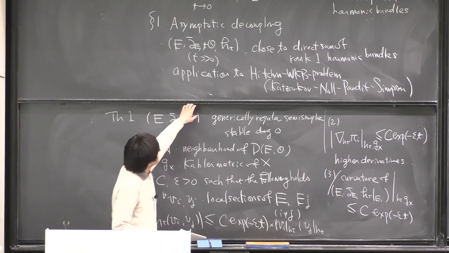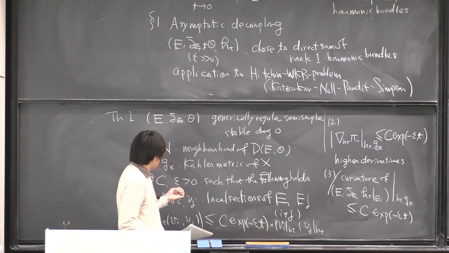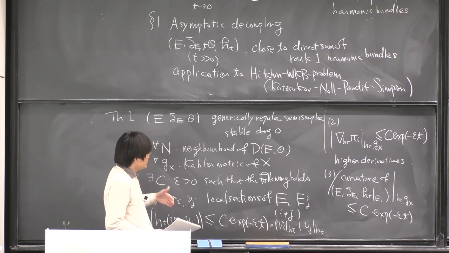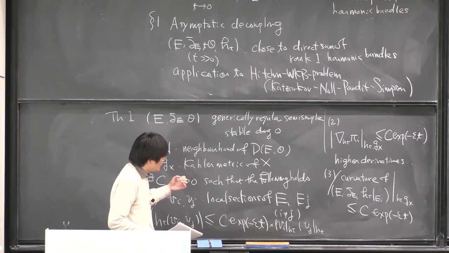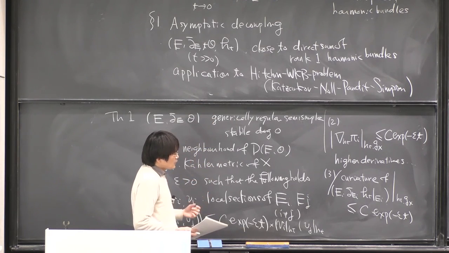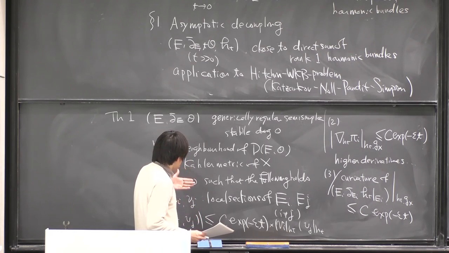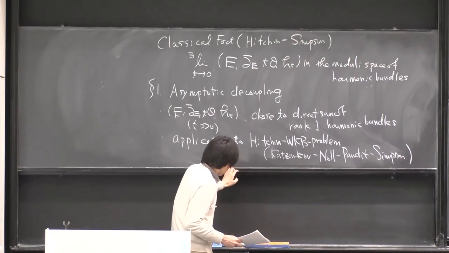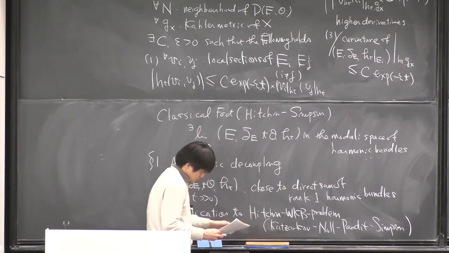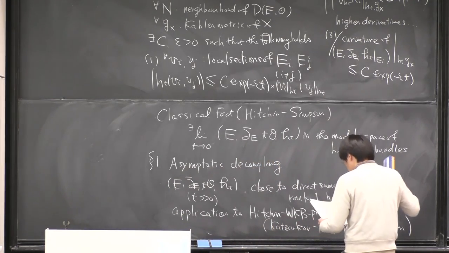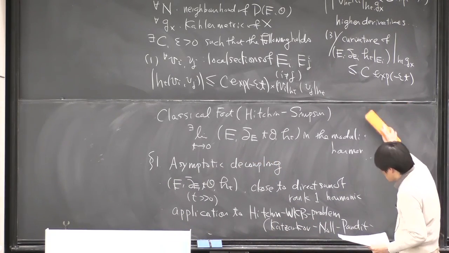So this means, at least outside of the discriminant, the harmonic bundles are very close to the direct sum of harmonic bundles of rank 1. As I mentioned, the rank 1 harmonic bundles are very easy. So this says the structure of harmonic bundles is very easy when t is large. And we can apply this fact to the study of Hitchin WKB problems, which I'd like to explain next.